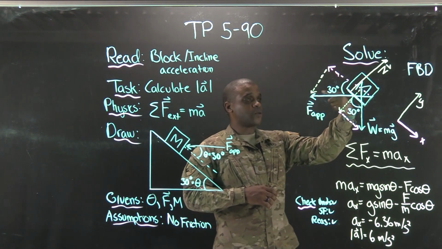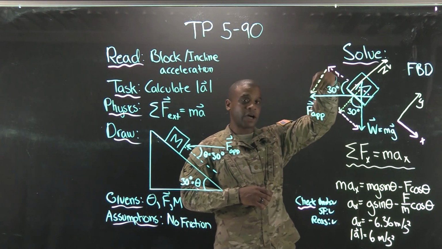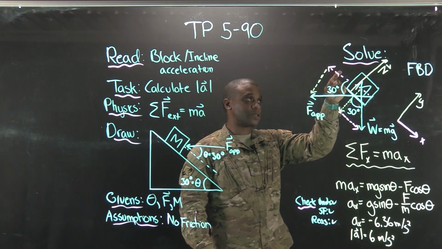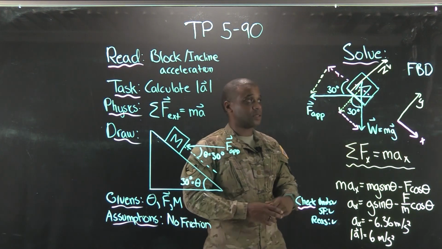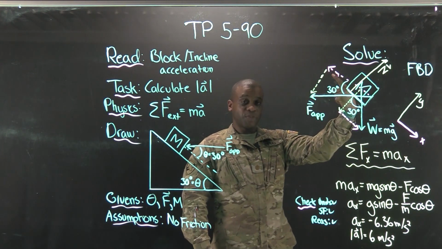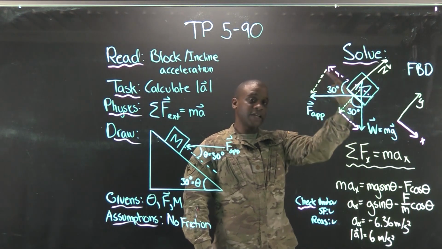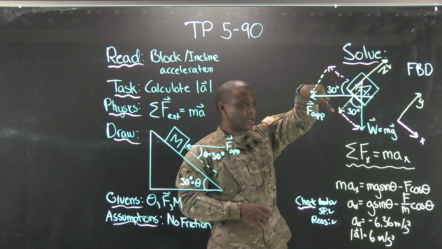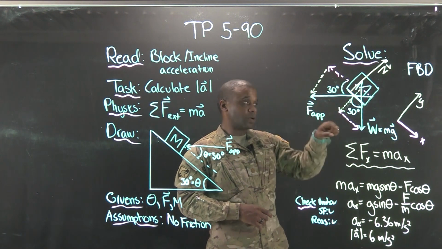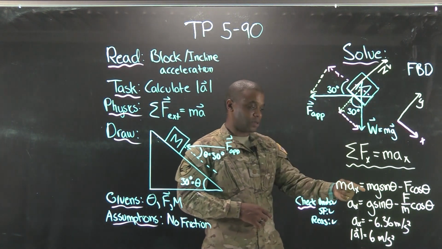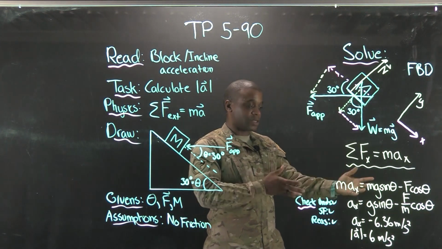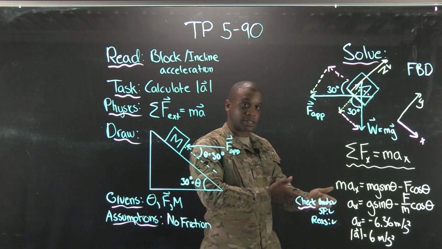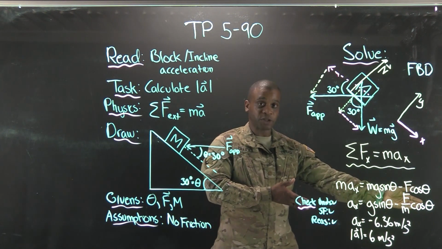So the applied force has an x component and a y component. Notice I've labeled all the x components of each force here in pink. So the x component of the applied force is going in the negative x direction, hence the negative sign. The x component of the weight force is going in the positive x direction, positive sign. After I sum these up, I divide by the mass of the block, and I get the acceleration of the block is equal to our algebraic solution here.